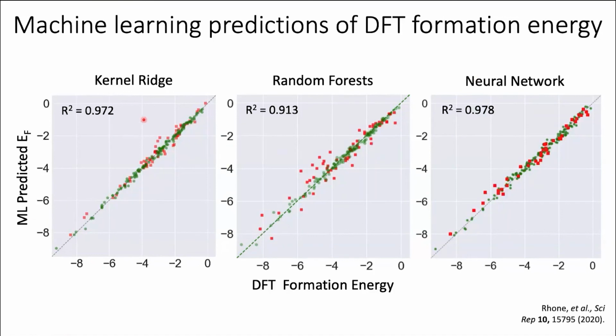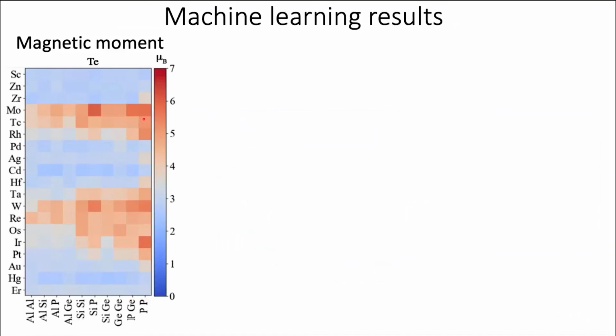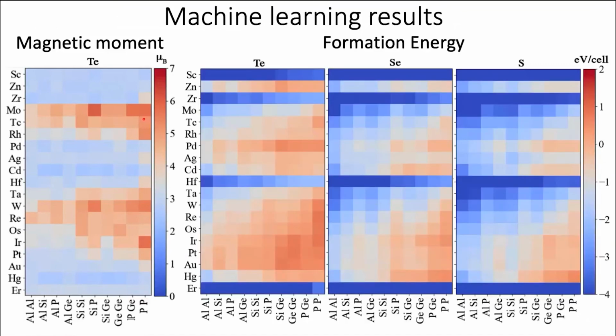So what I can do is, with my remaining 10,000 or so candidates that I don't want to actually do quantum simulations on, because it'll take me many, many years, I can then do machine learning predictions and find the results in milliseconds on my laptop here, which is now getting pretty old. And I'm showing here a subset of the results for the magnetic moment and the formation energy.